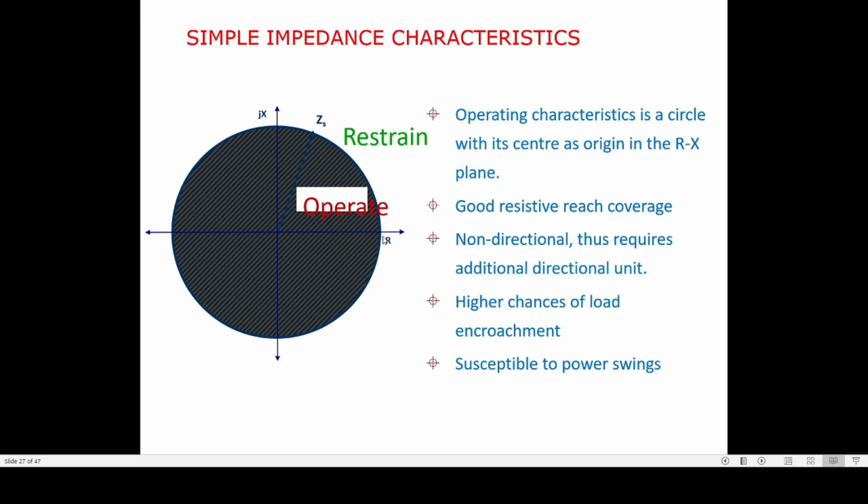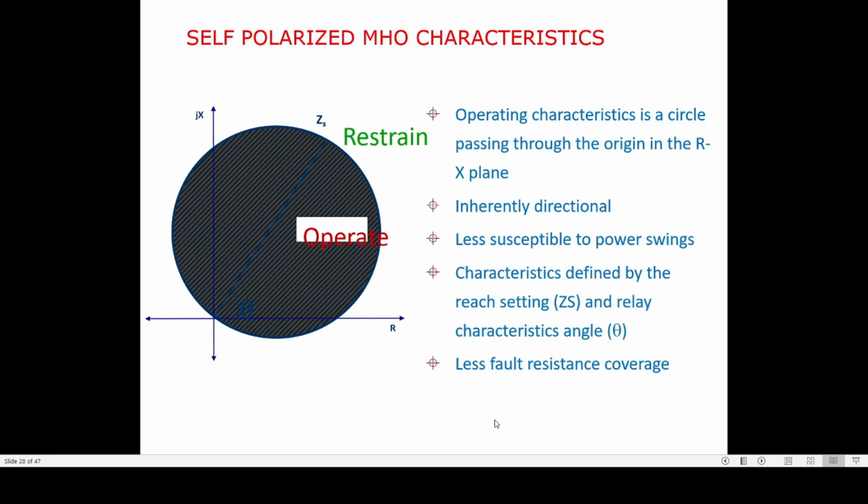But as you have already understood up to this point, load encroachment is basically the encroaching of load inside this operating characteristic, such that the relay will operate without fault in case of higher loading on the transmission lines. Second thing, this characteristic is susceptible to power swings, and we will discuss power swings in later sessions. Now, the second characteristic is the self-polarized mho relay. Self-polarized means, as I have already explained, that we are using the voltage of the same phase for the polarization of the relay.